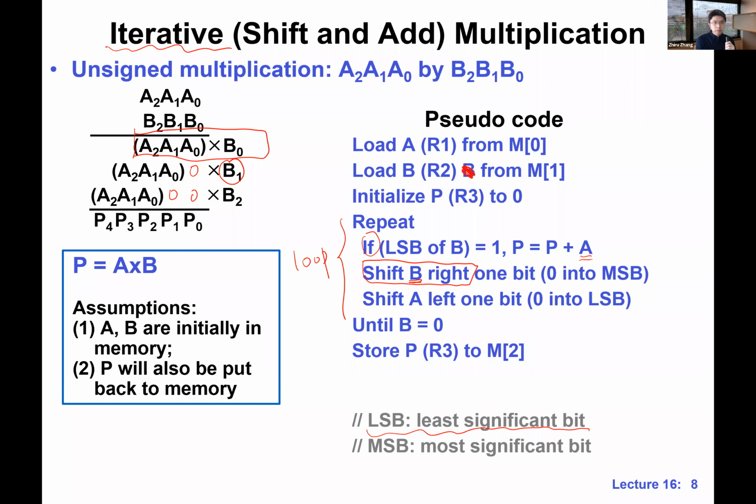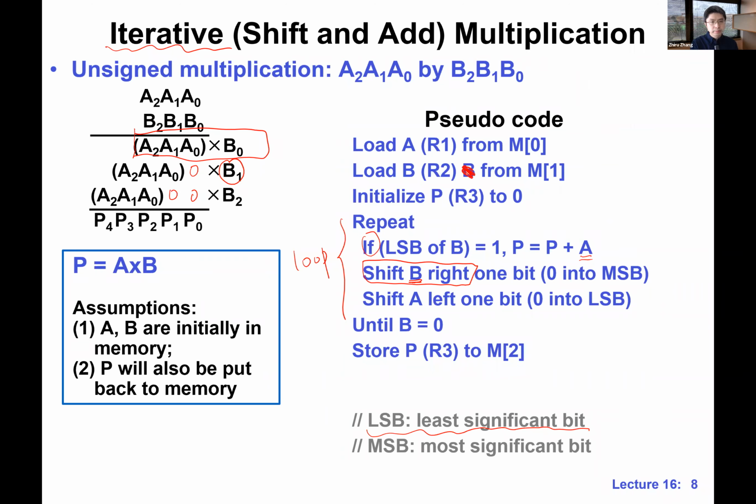Any questions about the pseudocode? Is it clear enough? Eventually, after we are done with this loop, we store R3, which is P, into this memory address, M2.